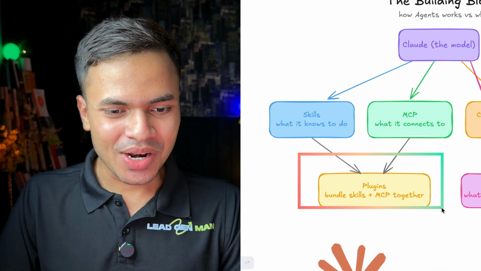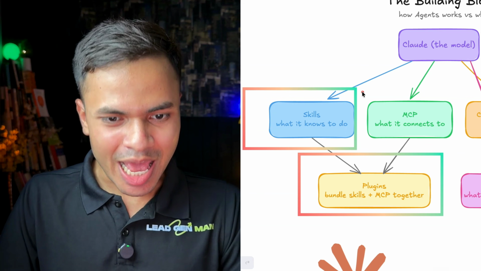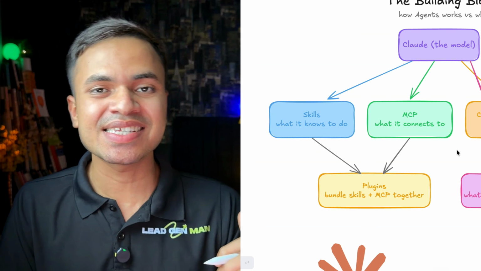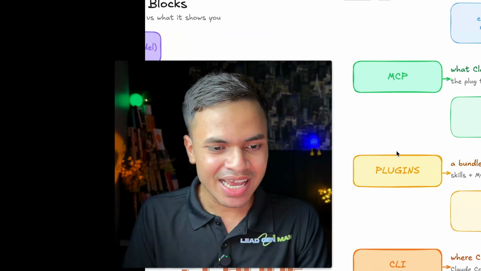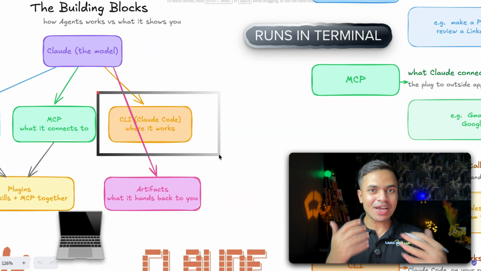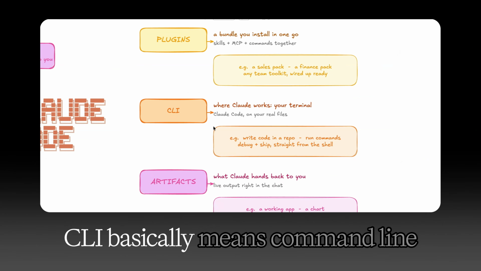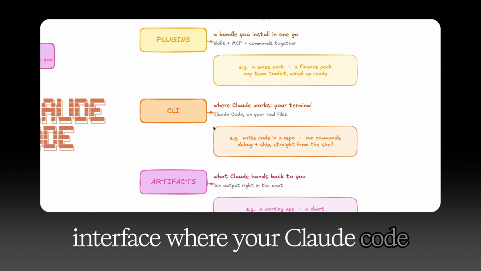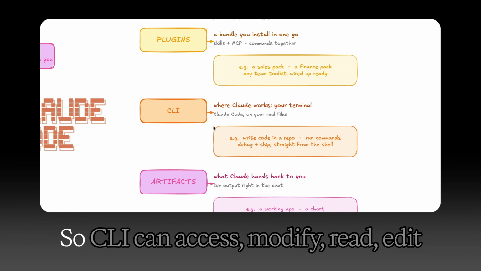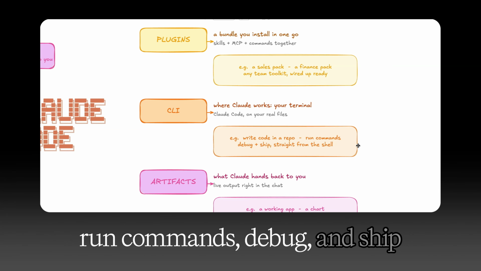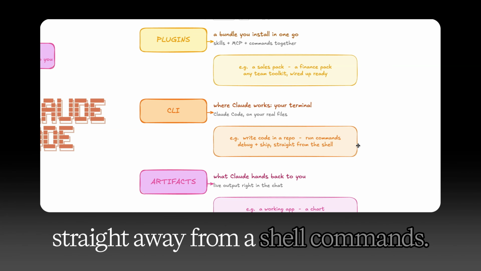Therefore, to summarize, a plugin is a bundle of skills, MCP tools, and commands packed together into one package. And yes, it's a level deeper than just mere skills. Now let's discuss what is a CLI, where you can use it, and what is the difference between MCP and CLI. CLI basically means command line interface, where your Claude Code actually works from a terminal. So CLI can access, modify, read, edit your real files and can write into repos, run commands, debug, and ship straight away from your shell commands.